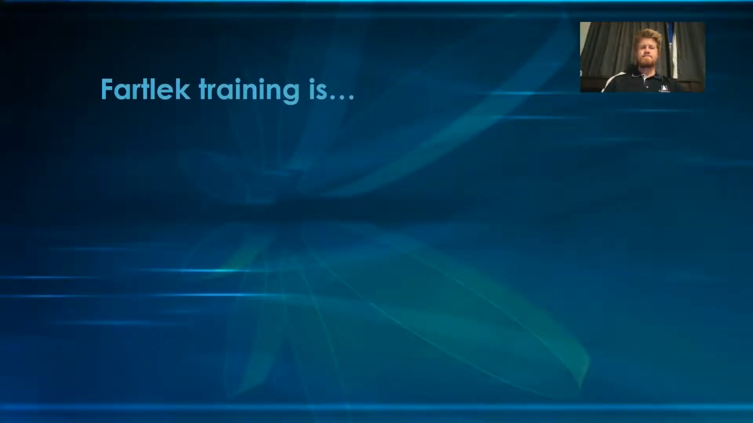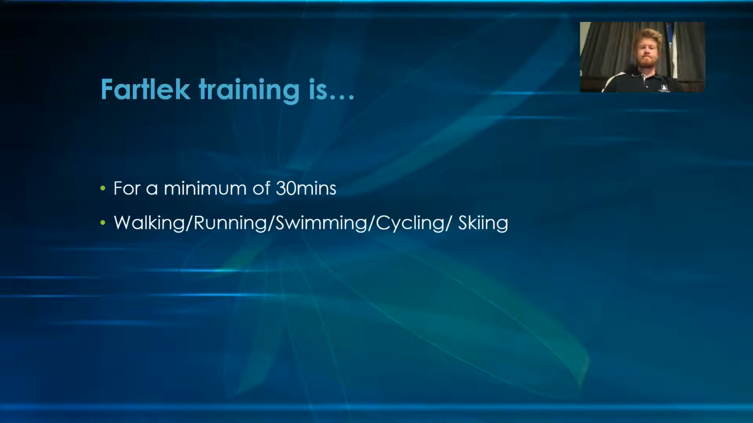Fartlek training. So fartlek training should go for a minimum of 30 minutes. Can include walking, running, swimming, cycling, skiing. There's probably more as well, but these are the ones that come to my mind first.